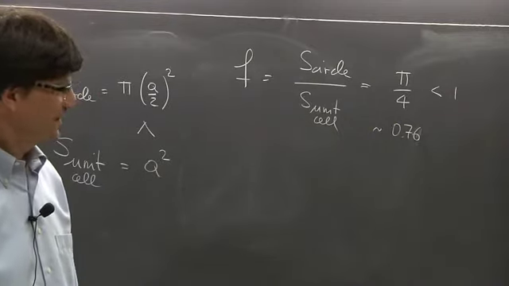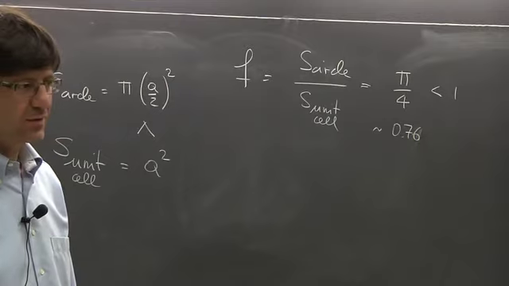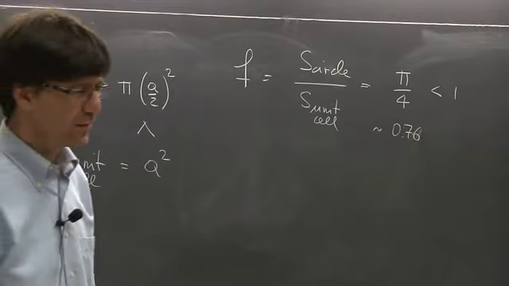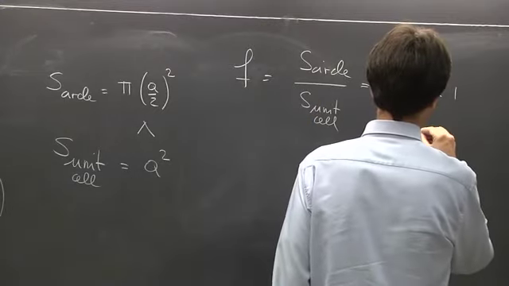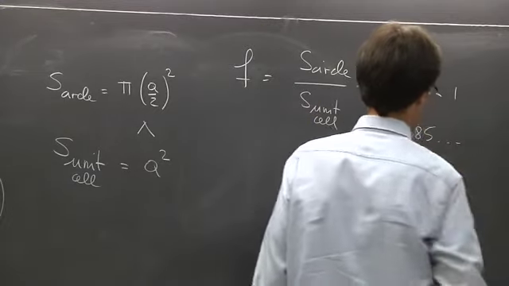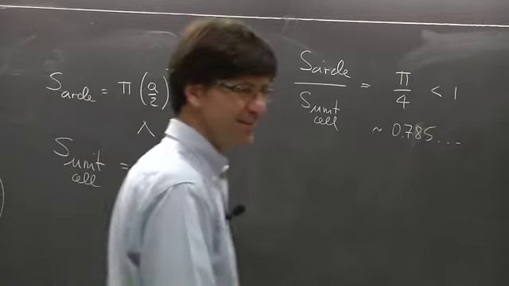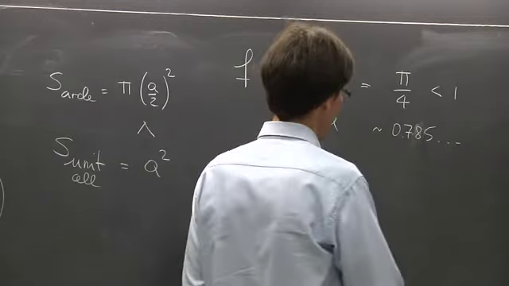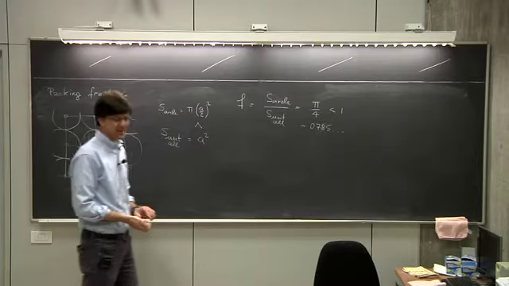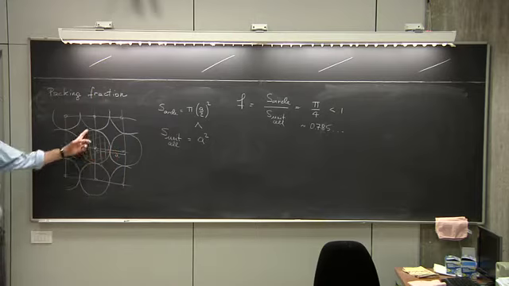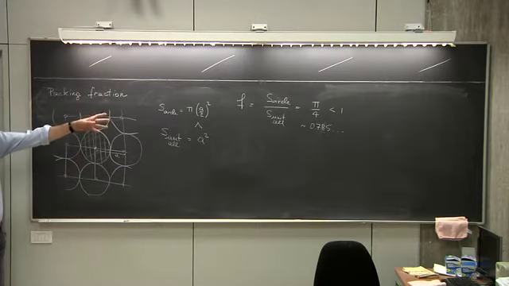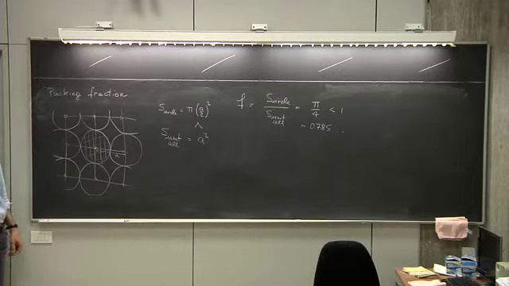Right. 0.785. Can anybody give me the number? Oh, you did it already. Okay, fine. Correct? Fine. So that is roughly 78% of the space is going to be occupied by the spheres, and the remaining 22% of the space is going to be left empty.